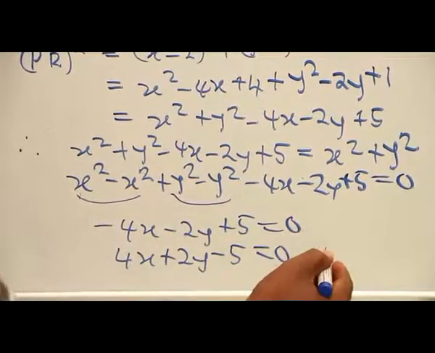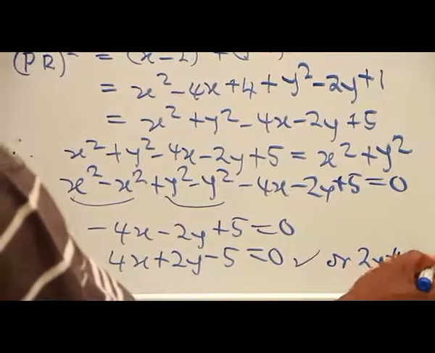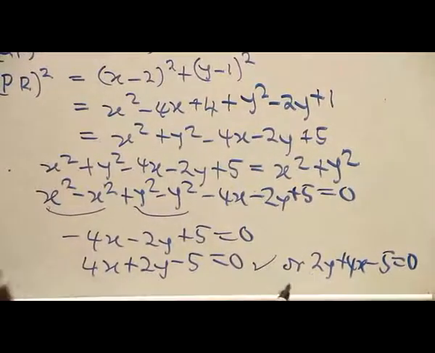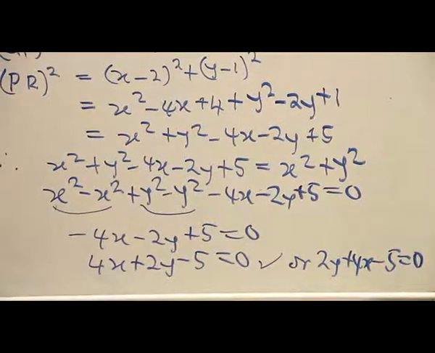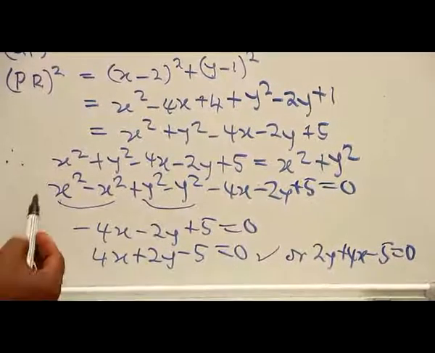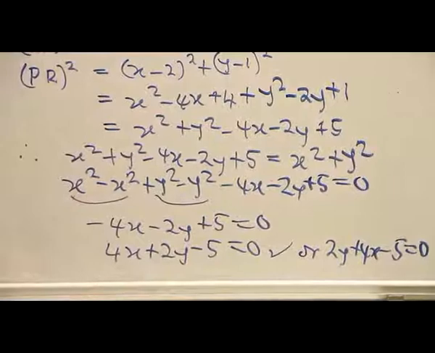We can also write the answer as 2y plus 4s minus 5 equal to 0. Here we can write it as 2y plus 4s equal to 5. But these variations are okay for us to understand. Take note of that, and that gives us the equation of the locus.